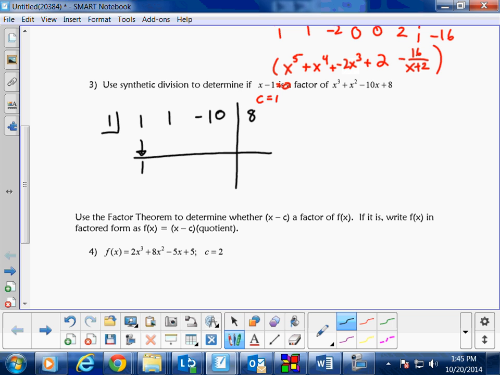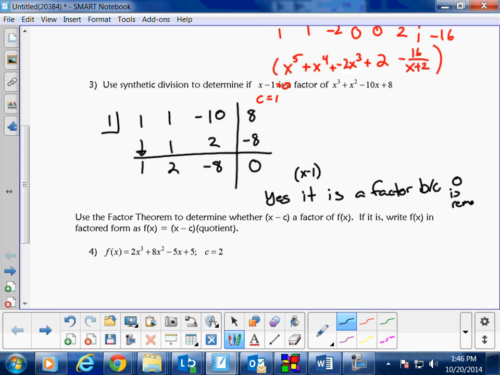and begin our process of synthetic dividing them. Start with the leading coefficient. End up with 2 there. 1 times 2 is 2. End up with negative 8. And 1 times negative 8 is negative 8, which means I get 0. Which means that, yes, it is a factor. And what I mean is, x minus 1 is a factor, and the reason being, 0 is the remainder. Anytime you get a remainder of 0, it means we have a factor.